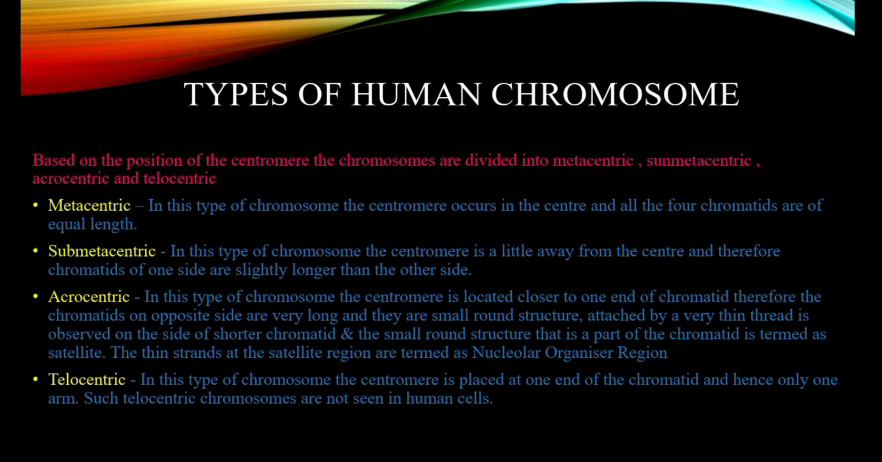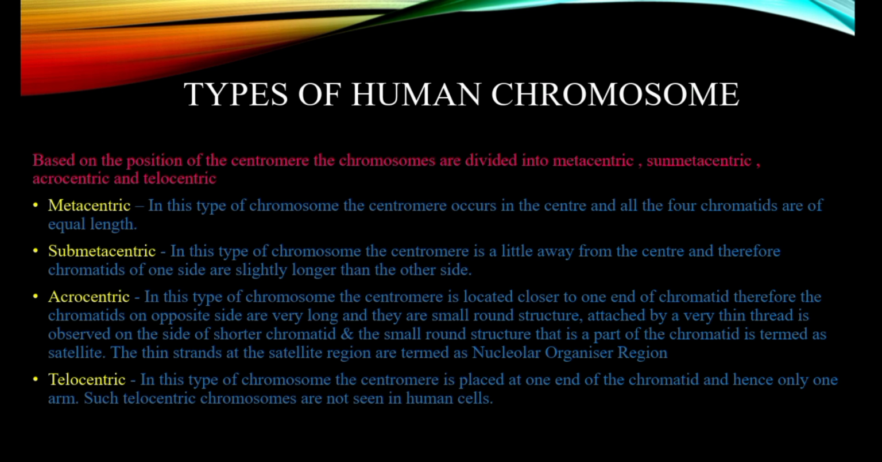Telocentric chromosomes are those where the centromere is placed at one end of the chromatid, so there is only one arm, not both arms. Telocentric chromosomes are not seen in human cells, and they are very rare.